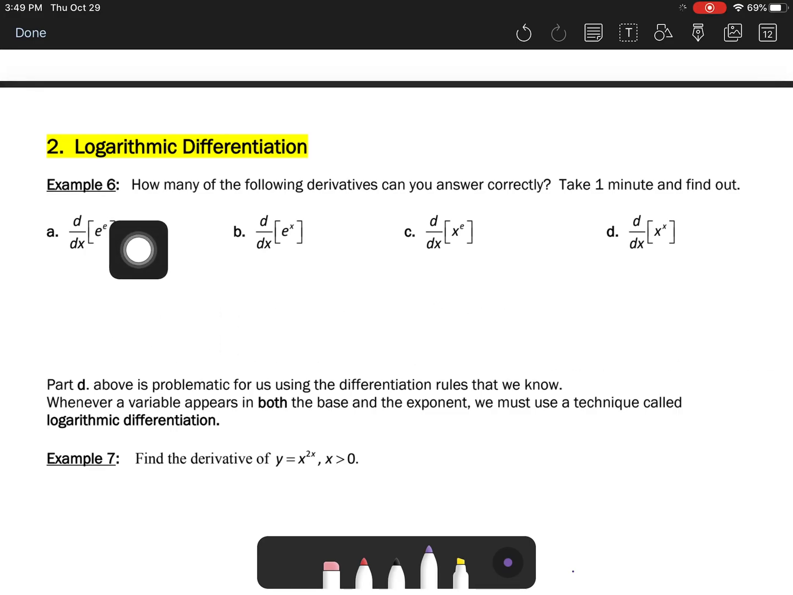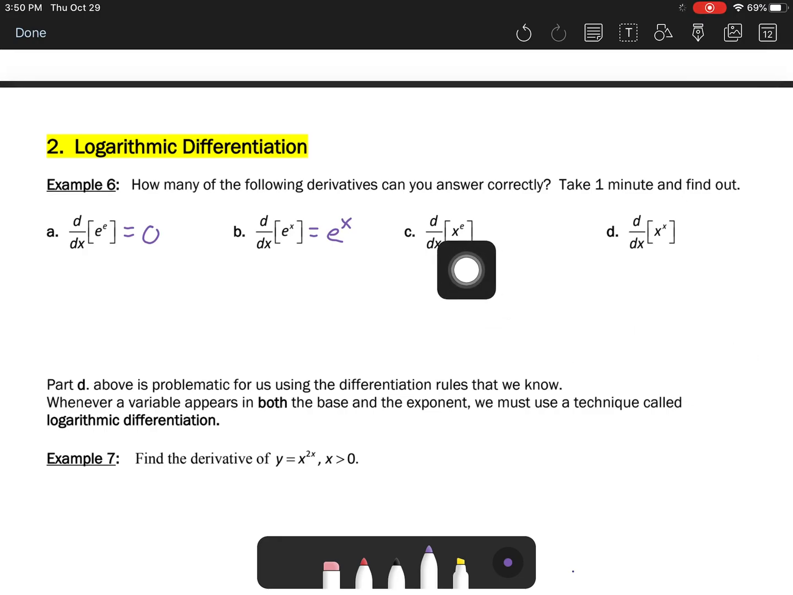So example 6 says, how many of the following derivatives can you answer correctly? So these are good to look at. Now this first one, e to the e, we have to remember, sometimes e throws us off, but e is a constant. And so if we've got a constant to a constant, that's the derivative of just a number, right? So the derivative of any constant is 0. So that would be 0. The e to the x derivative, that one was just e to the x. So we have to remember that one.